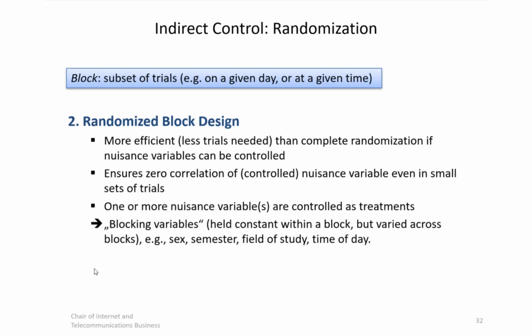Next we move on to randomized block design, which is more efficient. Fewer trials are needed than with complete randomization if nuisance variables can be controlled for.